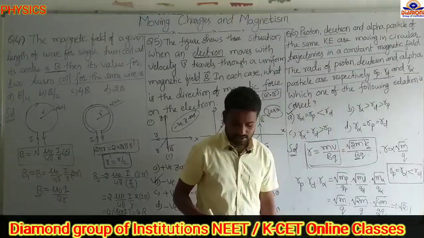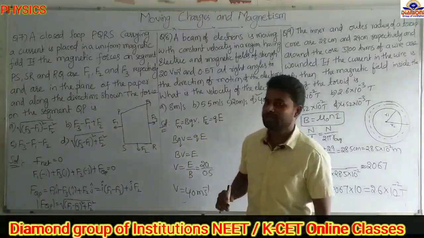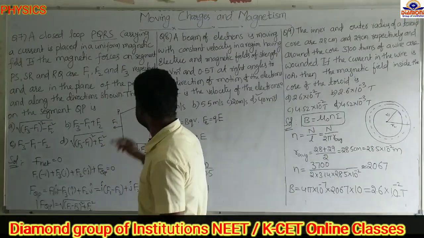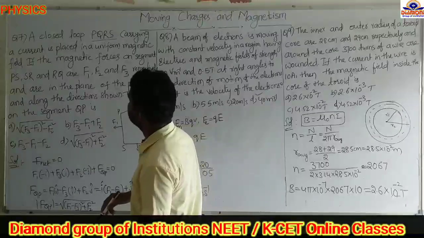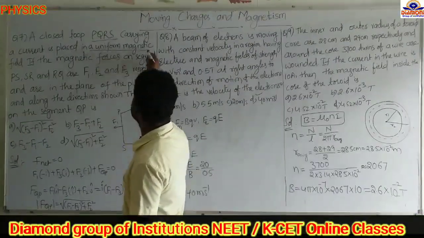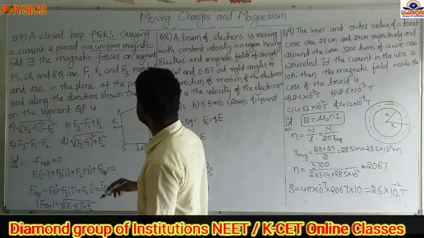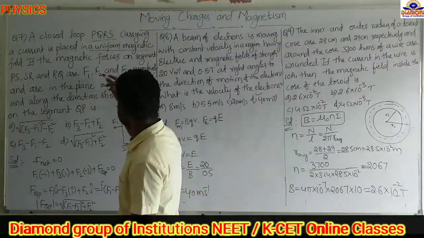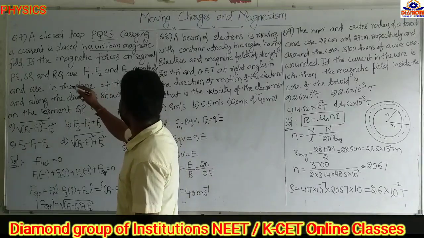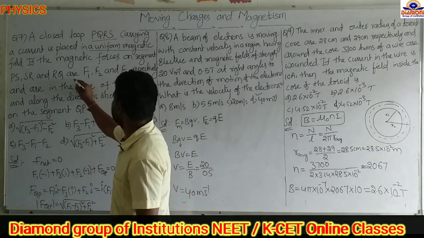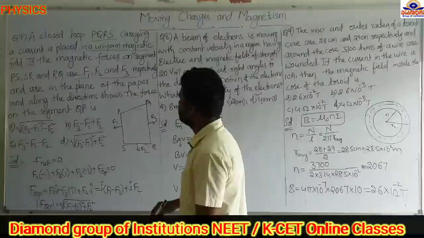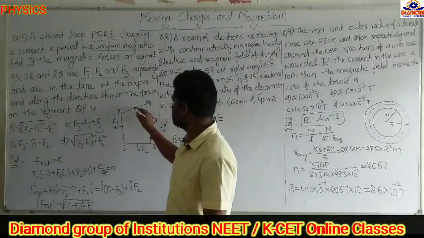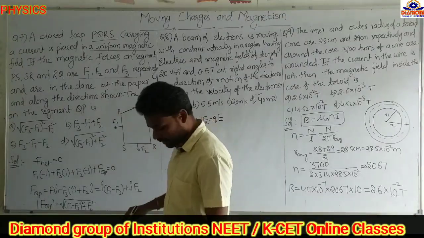Like this you have to solve the problems. See the next question, question number 7. A closed loop PQRS carrying a current is placed in a uniform magnetic field. If the magnetic forces on the segments PS is F1, SR is F2, and RQ is F3, these forces are acting respectively in the plane of the paper and along the directions shown. The force on the segment QP is? What is the force acting on this segment PQ? We have to find.